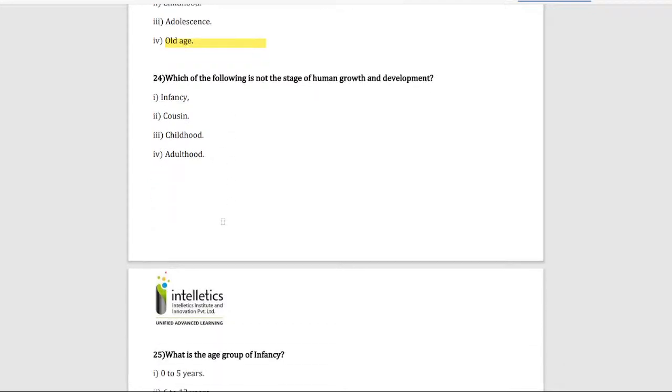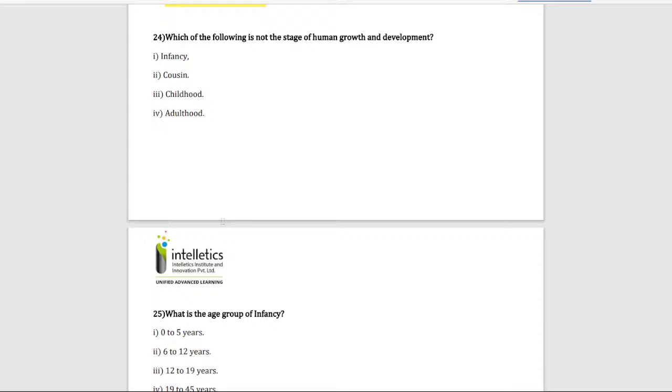Question number 24. Which of the following is not the stage of human growth and development? First, infancy. Second, cousin. Third, childhood. Fourth, adulthood. And the correct answer for this question is cousin. Cousin is not a stage of human growth and development.